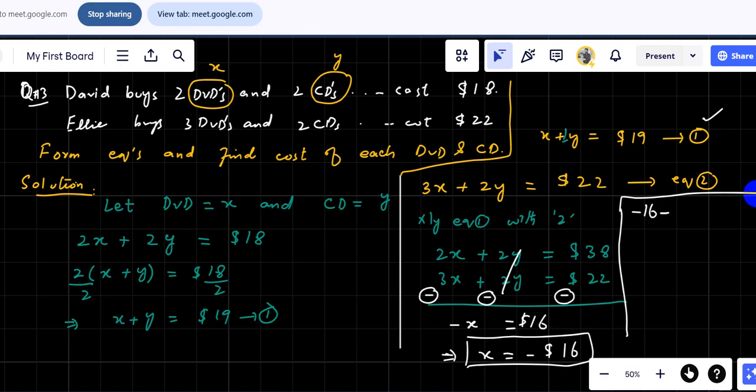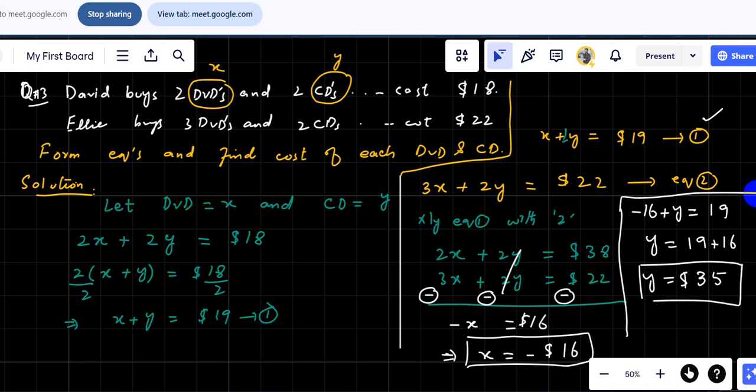Minus 16 plus y equals 19, and y equals 19 plus 16, which will be 35. So now you have values for both variables. Put these values in any of the equations and check whether the left hand side and right hand side are the same or not. Can you check it?